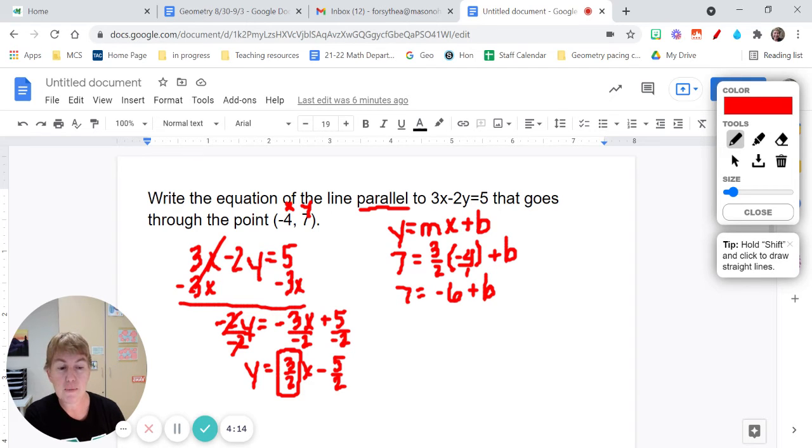And to solve this, then I'm going to add 6 to both sides, right there and right there. And I get my b, or y-intercept, equals 7 plus 6. That's not a b, that's a 6. It's a little bit better. And so 13. So I have a slope, and I have a y-intercept. I'm ready to write my equation.